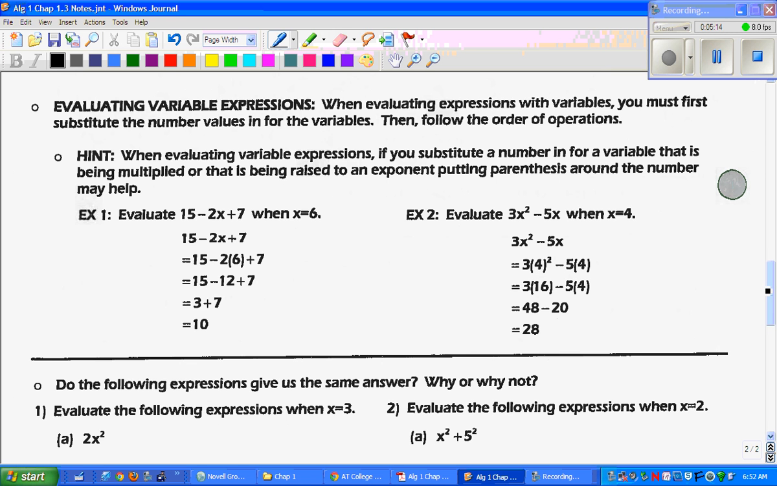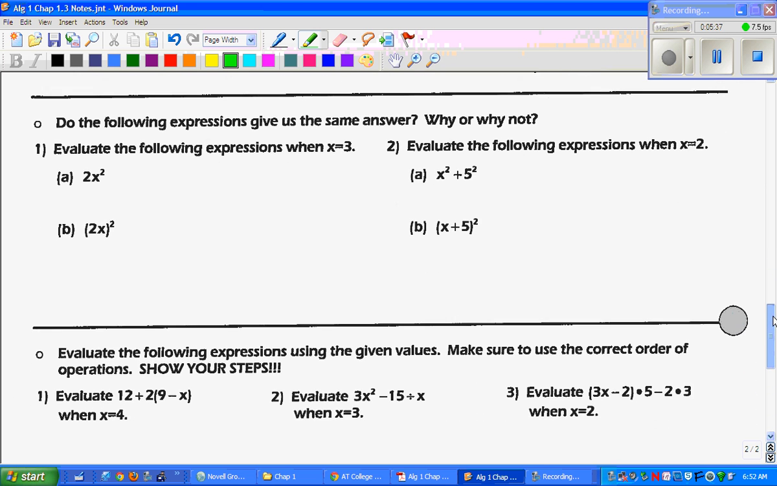When it's telling us evaluating variable expressions, that means now we're going to have a variable in there. The key thing when you're substituting a number that's being multiplied or raised to an exponent is to put it in parentheses. Let's talk about why that's important. So x equals 3. We have 2, and we have to put the 3 inside the parentheses, and then the exponent.